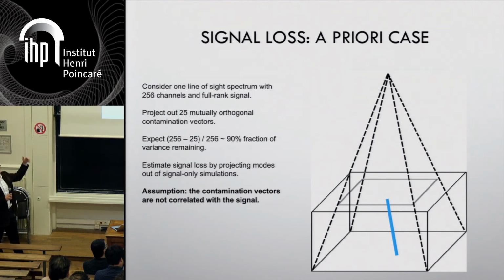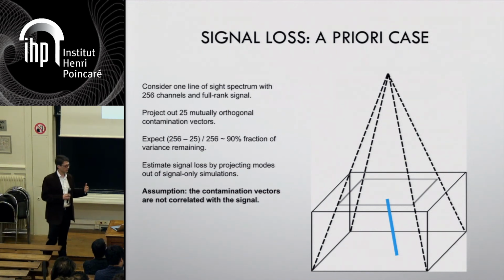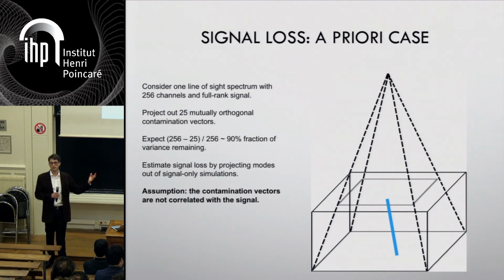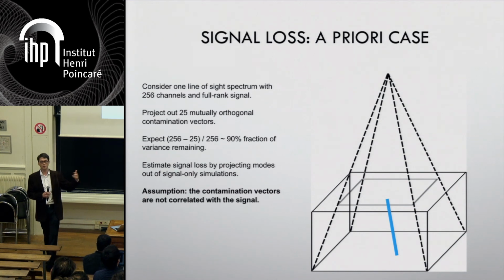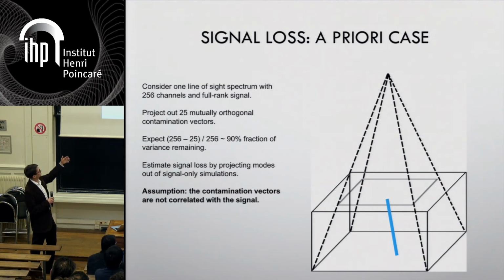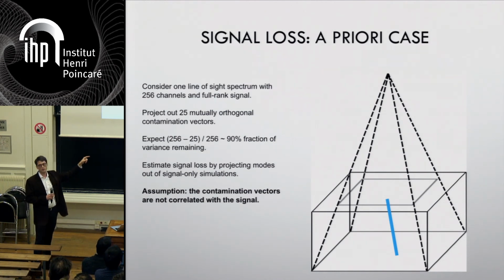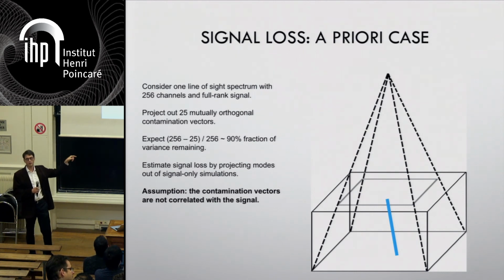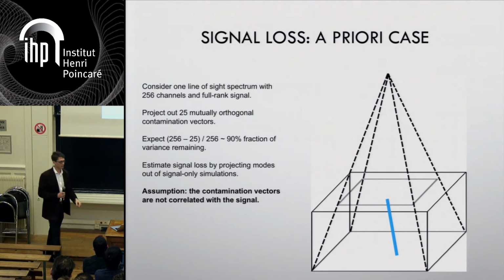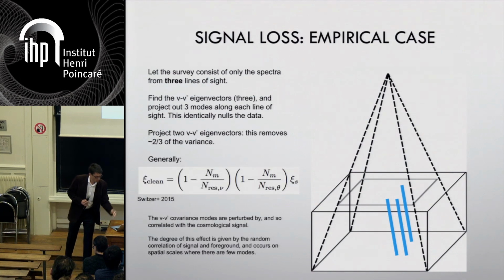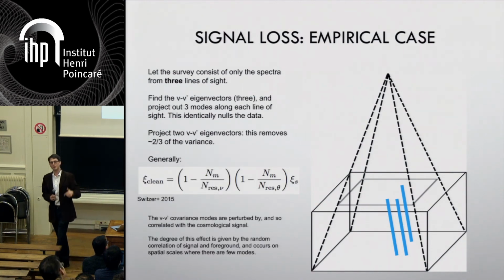So we can do a sort of thought experiment to ask how much signal is lost in this weighting or projection process. And if we say that there are 256 channels that are full rank in the signal, and we remove 25 random modes, you could sort of intuit that there will be 90% of the variance of the signal remaining. But the assumption there is that the modes that we project out are uncorrelated with the signal. But if we determine the modes from the data itself, they must be correlated with the signal.